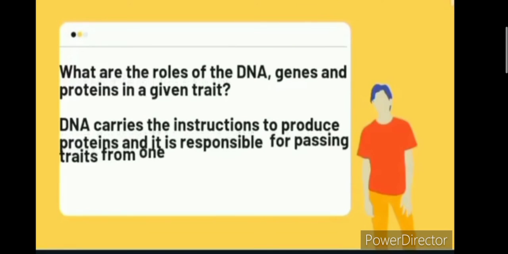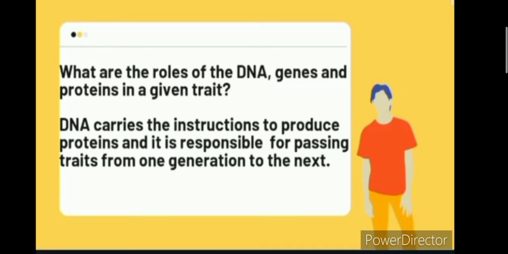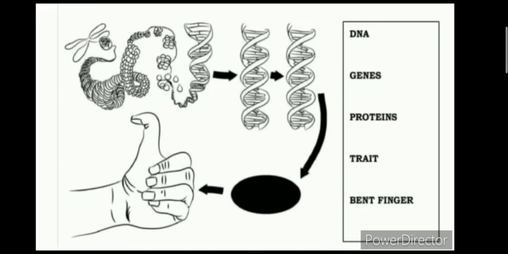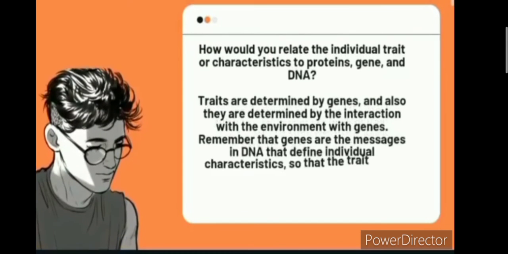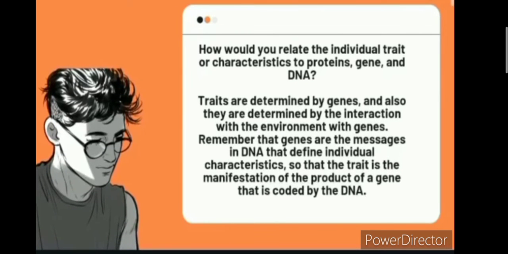What are the roles of DNA, genes, and protein in a given trait? DNA carries the instructions to produce proteins and is responsible for passing traits from one generation to the next. How would you relate the individual trait or characteristic to proteins and genes in DNA? Traits are determined by genes and also by the interaction of the environment with genes. Remember that genes are the message in DNA that define individual characteristics, so the trait is the manifestation of the product of the gene that is coded by the DNA.